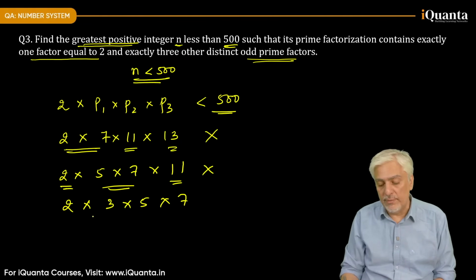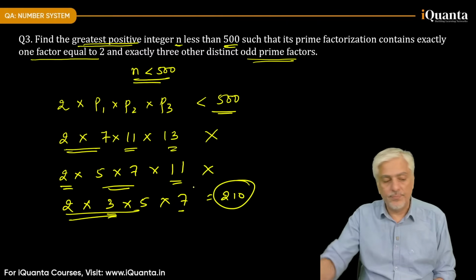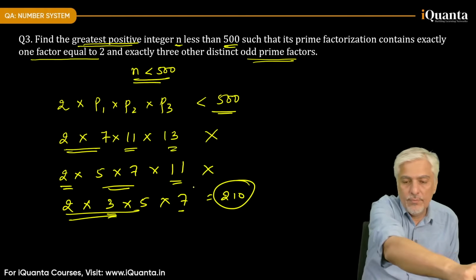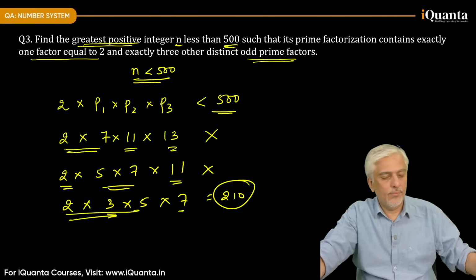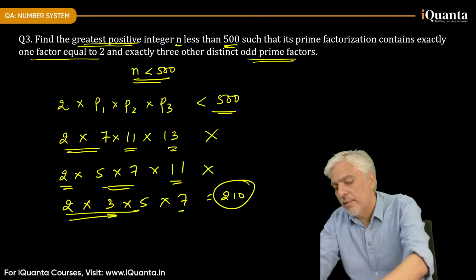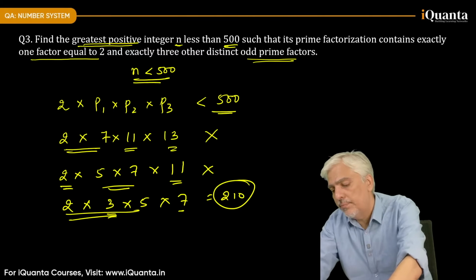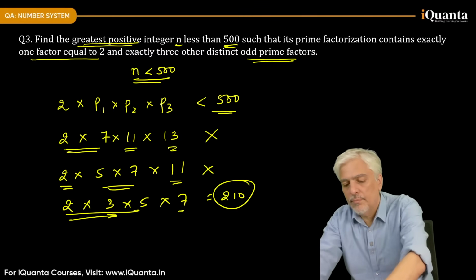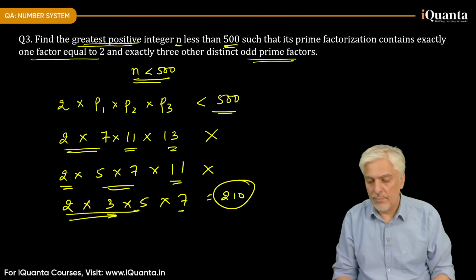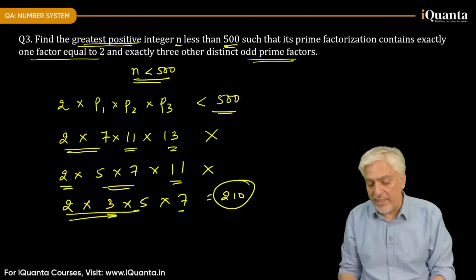3, 5, 7 is also possible. This is 210. This is too small. It is right, but it is too small. So we can also interchange this. Instead of 7, I can have 11, and so on.